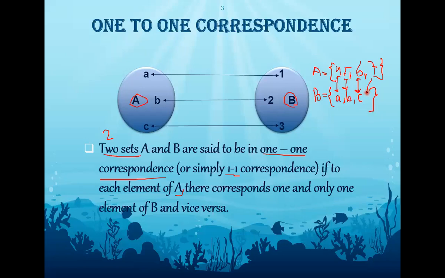Where is the correspondent of 7? There is no correspondent of 7. Okay, so we will say that A and B are not corresponding to each other, which means we cannot establish a one to one correspondence between A and B. For one to one correspondence, the number of elements in both sets should be equal. I'm talking about only the number, not the type of element.